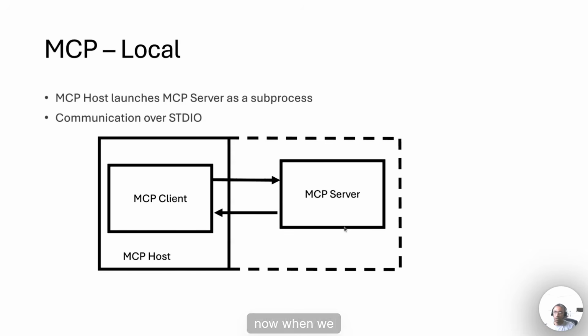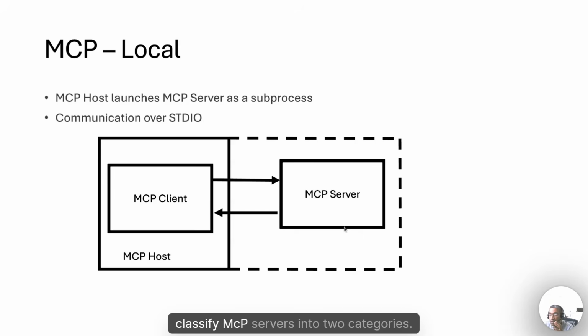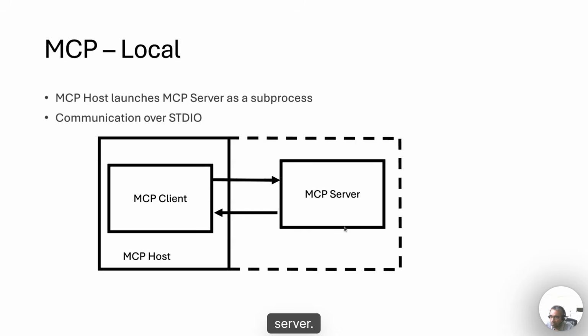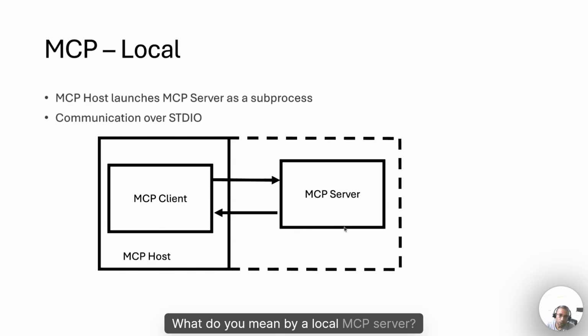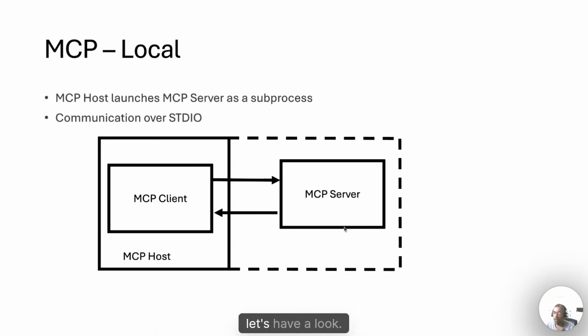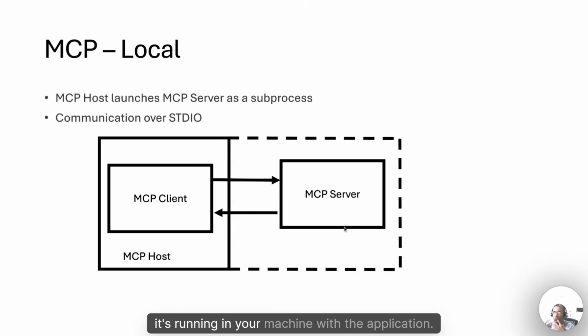Now, when we take these MCP servers, mainly we can classify them into two categories. That is a local MCP server and a remote MCP server. What do you mean by a local MCP server? So let's have a look, right? A local MCP server means it's running on your machine with the application.